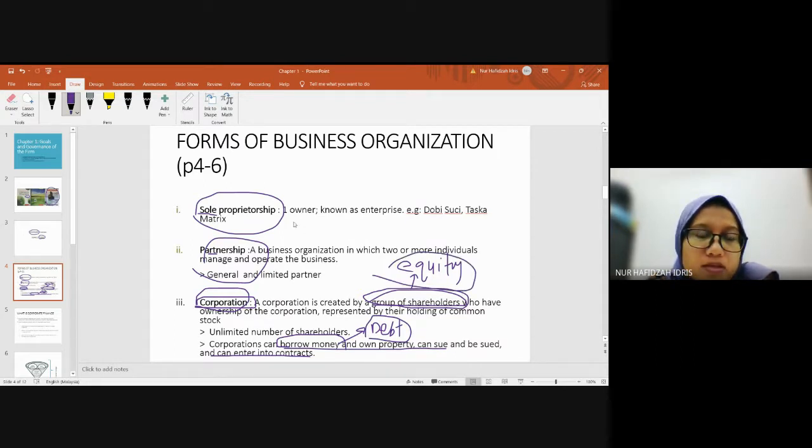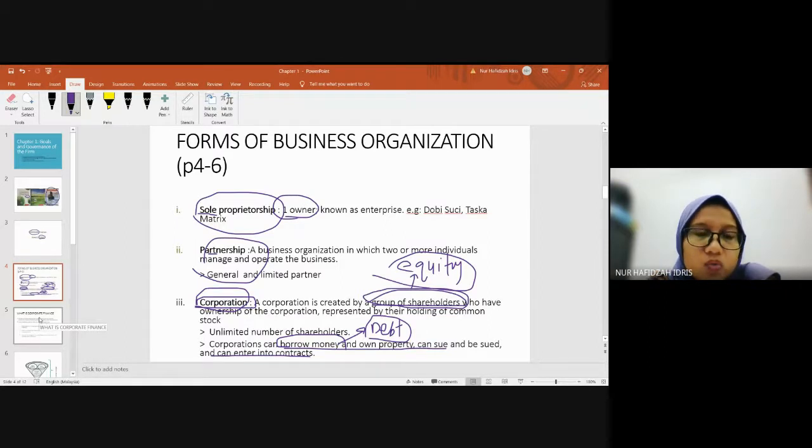As compared with the sole proprietorship and partnership. For the sole proprietorship, dia cuma consist of one owner. So all the equity ataupun the capital cuma kepada satu owner sahaja.